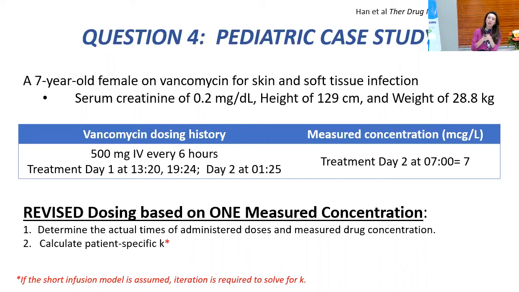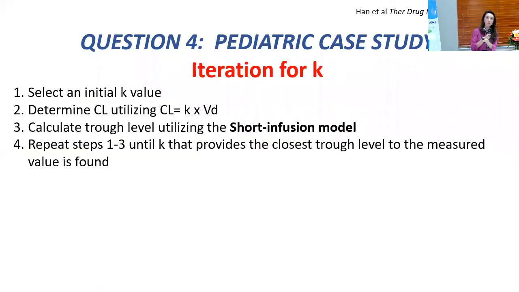In any case, the patient was on this, and on day 2, we got a level at 7 o'clock that measured 7. Now we only have one level, and one level means we need a Bayesian tool. But I don't have that right now for demonstration, so I'm just going to do it the non-Bayesian way. Generally, when you have one level, you have to iterate, and that's very difficult to do. But here I went ahead and iterated for K using the short infusion model. The study by Han goes through all of these steps for you to be able to calculate this. There's a table in there that takes you through each step, so you can practice on your own.